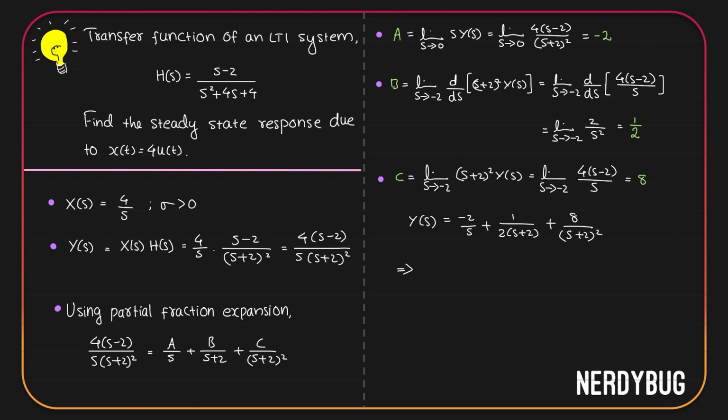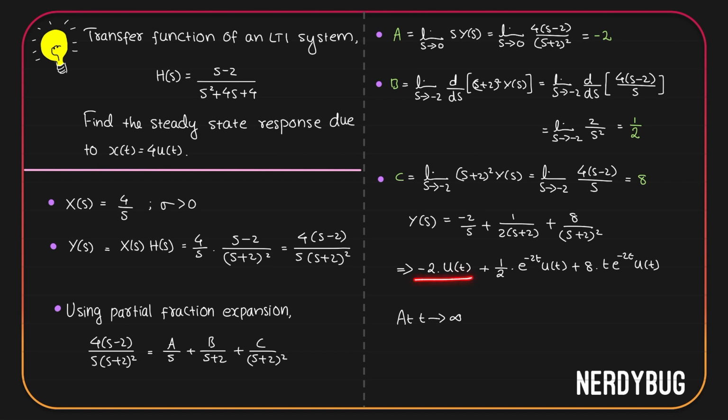To get y of t, we need to take inverse Laplace transform. Minus 2 times inverse Laplace transform of 1 by s is u of t, plus the inverse Laplace transform of 1 by s plus 2 is e raised to minus 2t u of t, plus the inverse Laplace transform of 1 by s plus 2 whole square is t e raised to minus 2t u of t. We only need the steady state response. That is at t tends to infinity.